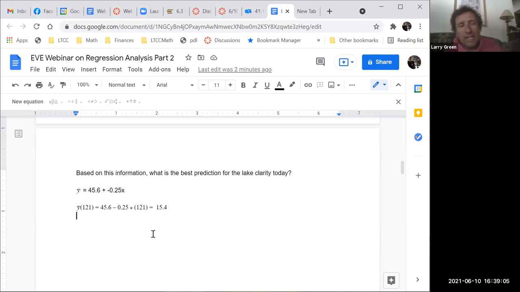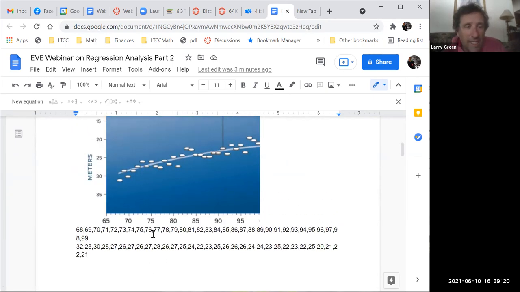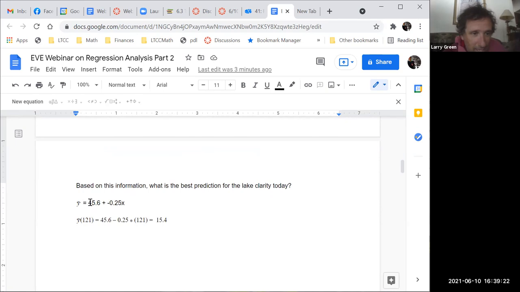Okay, so I'm going to go through again. I'm going to use this as the big application, and then we'll do some more applications. But I want to go through everything, and then we'll repeat it in the second hour of the lecture. So when you have a line, and we have this line over here, y hat equals 45.6 minus 0.25x, or plus negative 0.25x. I'll make that bigger so you can see it better.